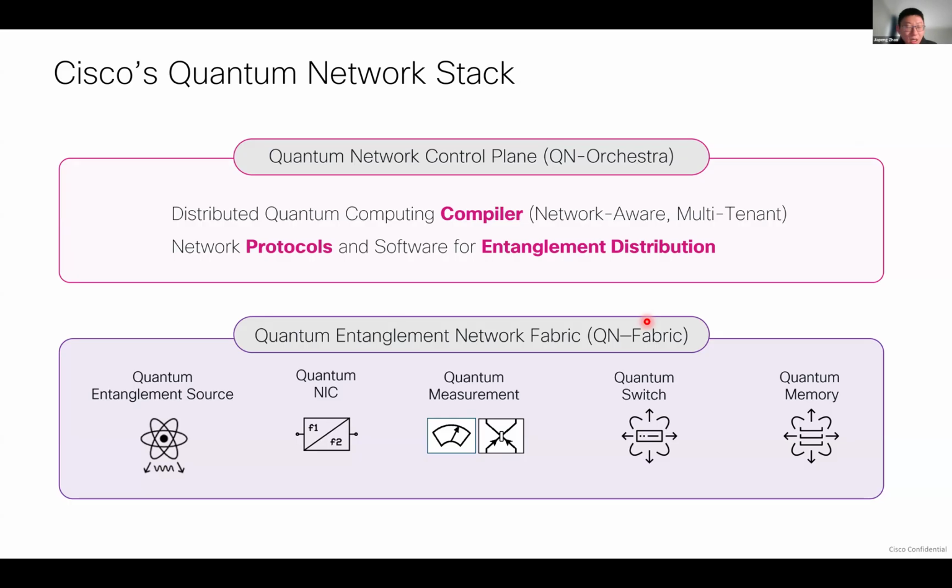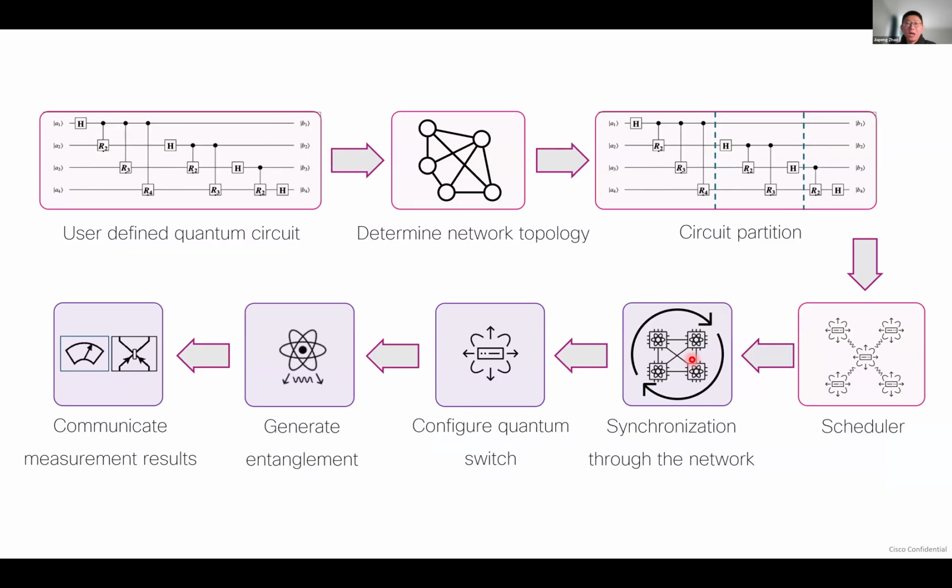Talking about the hardware layer, we are developing quantum entanglement sources, quantum net interface cards, which is mainly the quantum interface like frequency converters, and quantum measurement systems, quantum switches, and quantum memories. Each individual technology will be introduced later. By combining both Orchestra and Fabric, we are going to use all the technology we are developing to execute remote circuits.